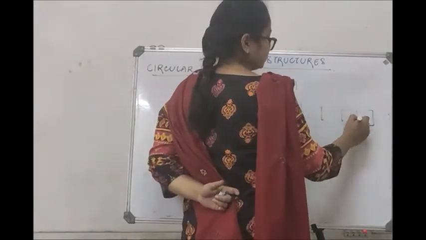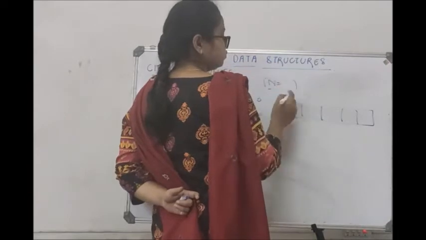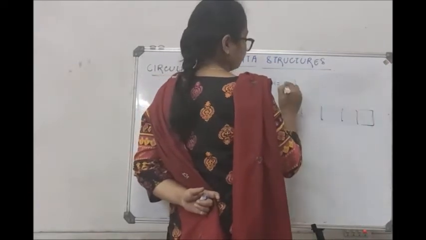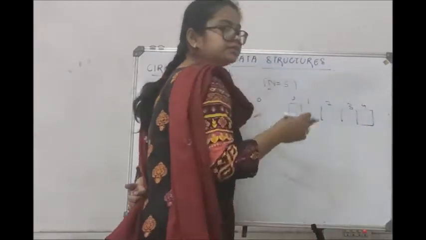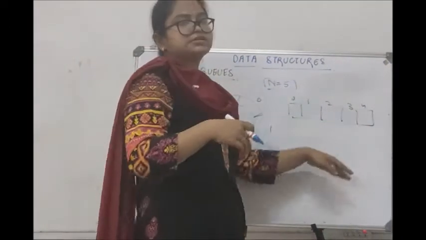Let's take up the same scenario. N is equal to 5, so the indices are 0, 1, 2, 3, 4. We'll take the same scenario, but think of it as a circular queue.